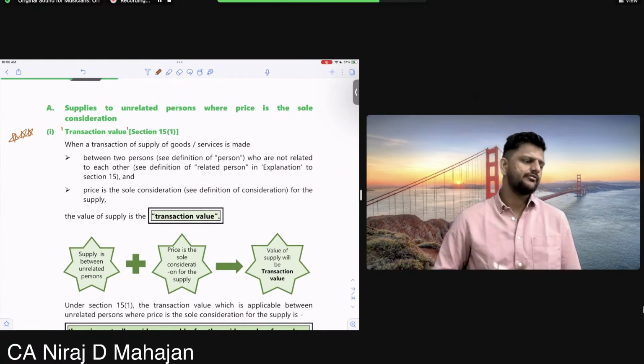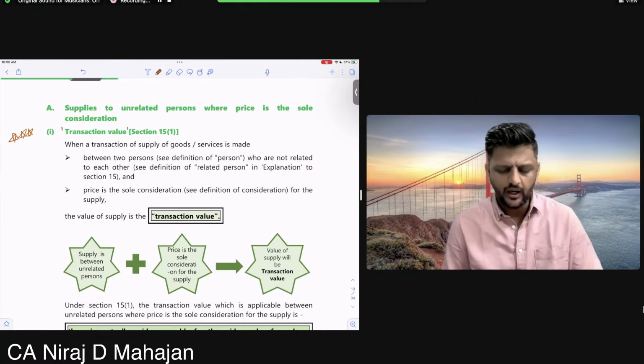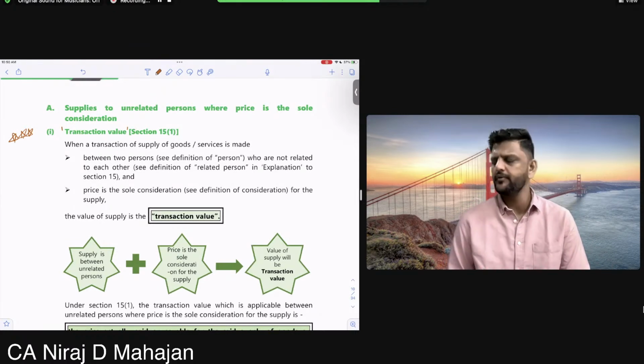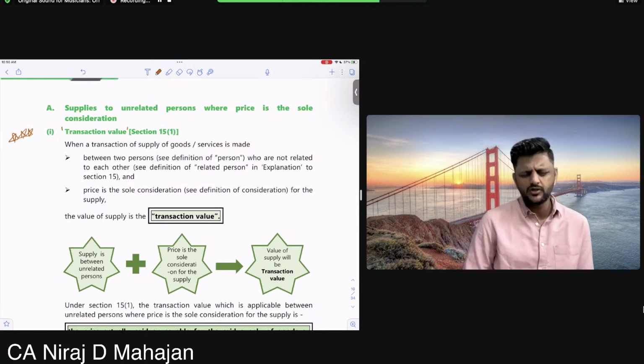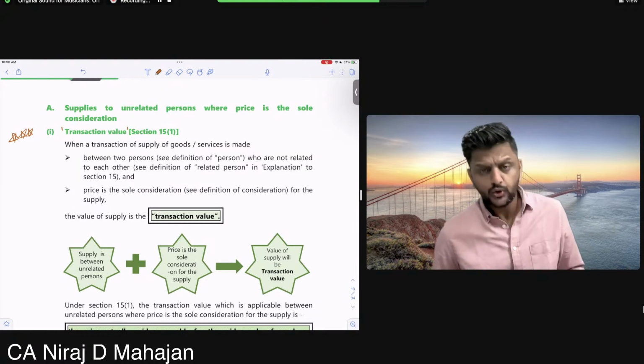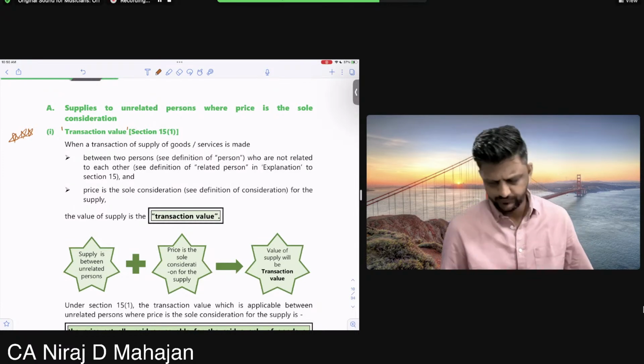Let's come to the first subsection 15.1. Ready everybody? Supplies to unrelated persons where price is the sole consideration. Okay everybody? How are you selling the goods, children? Against cash only. Price. To whom? Unrelated person. Okay? Pay attention.